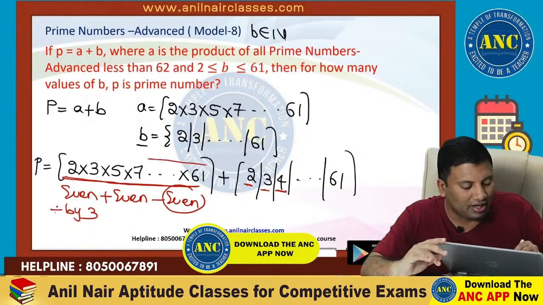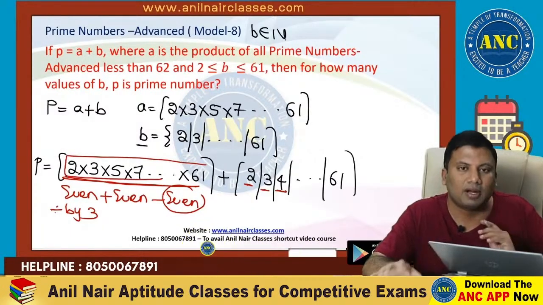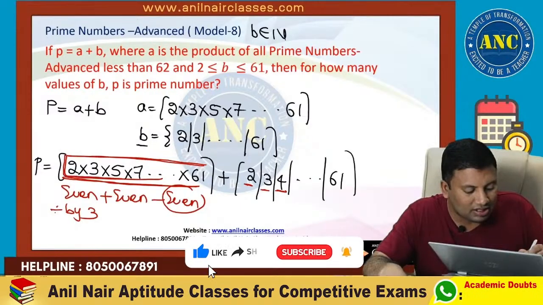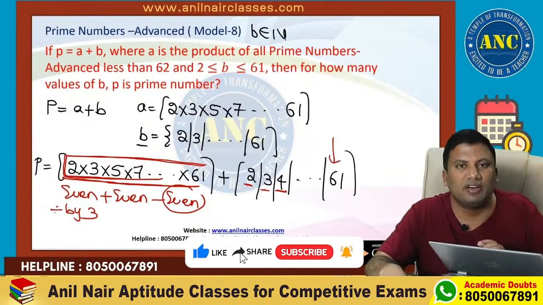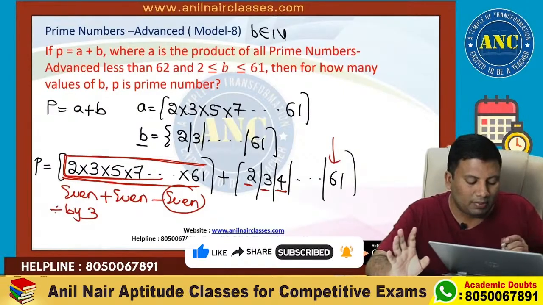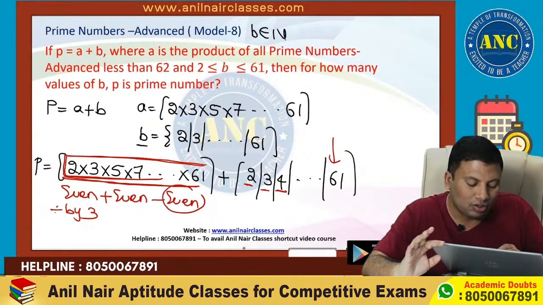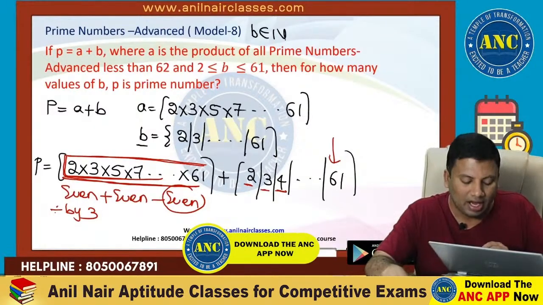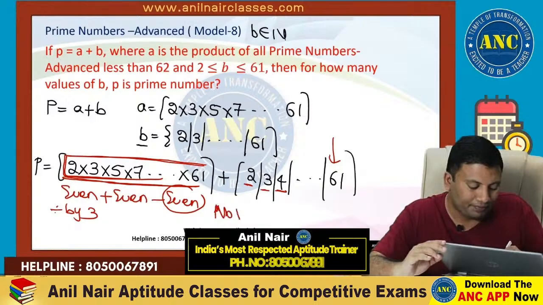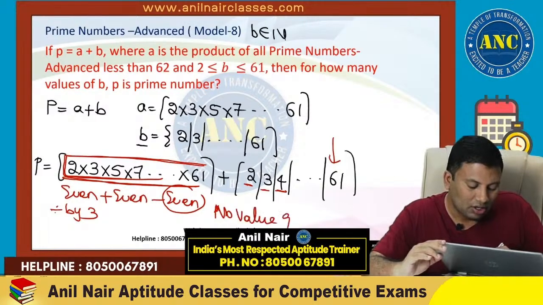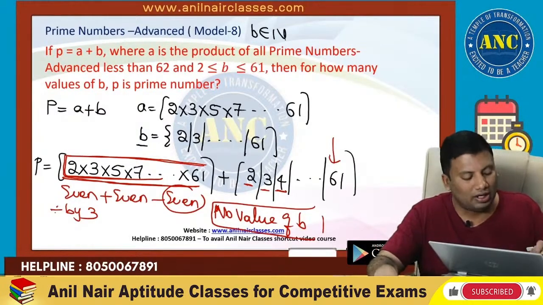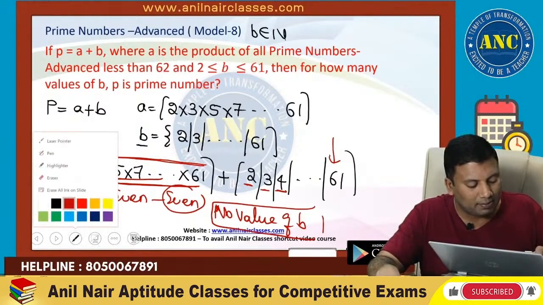4 is an even number, this also is an even number. Even plus even is even. This is a multiple of 61 plus 61, so the answer will be a multiple of 61. So all the numbers are multiples of either 2 or 3 or 5, and so on up to 61. So the answer is no value of B. No value of B will make P a prime number.